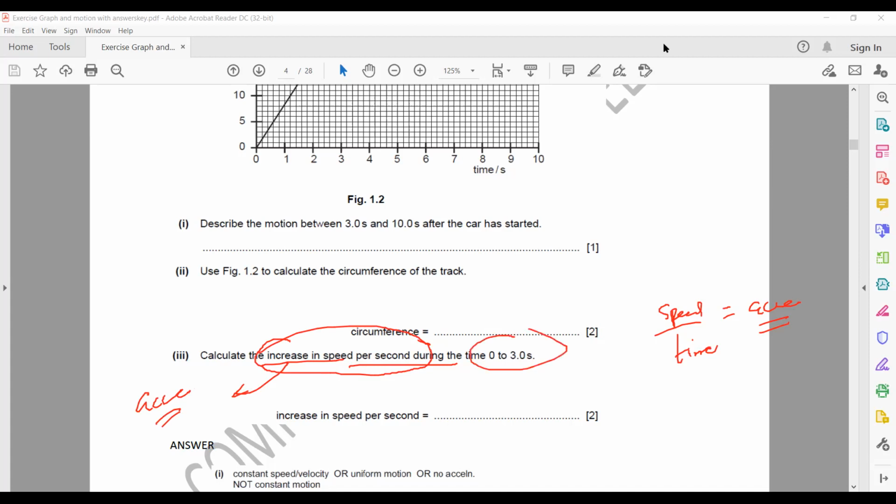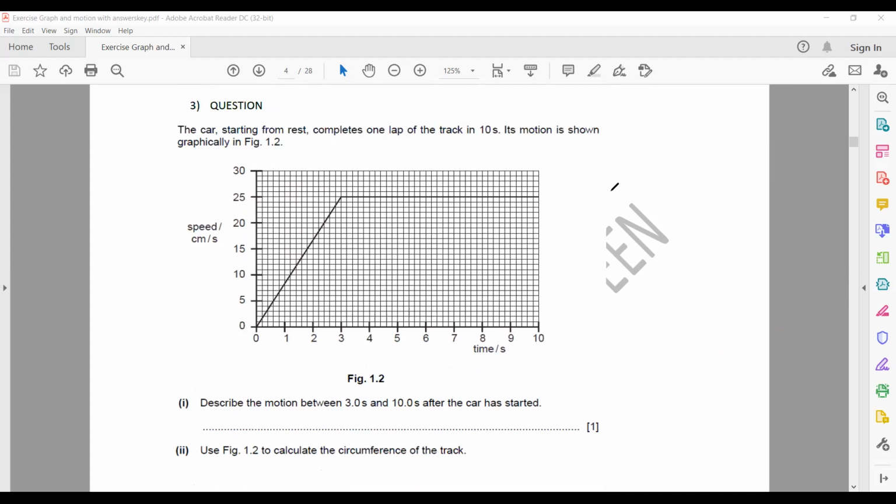And it's a straight line graph. So when it's a straight line graph and we are calculating acceleration, we can use a formula in which final velocity minus initial velocity is divided by time. It is starting from 0, so initial is 0. The final is 25. And the time interval is equal to 3 seconds. Here we don't have to convert time because the speed is in distance per second and time is in seconds. So it will be 25 minus 0 divided by 3. So 25 minus 0 is 25, and 25 divided by 3.